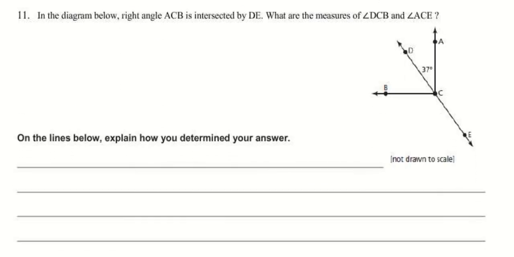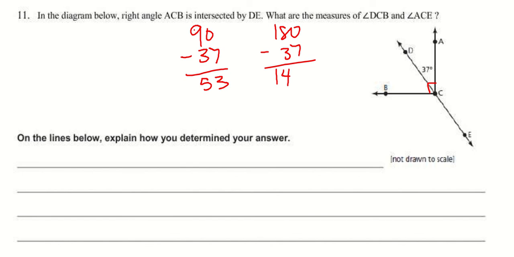Ooh, we got a little explanation time here. So the right angle is intersected by DE. What is the measure of angle DCB and ACE? So, one, we know that it's a right angle. Okay, so we're just going to do our work real quick. 90 minus 37 is equal to, so that's going to be 60, so 53. And then the other one's going to add to 180 because it forms a straight line. So 180 minus 37 would be 150, so 143.